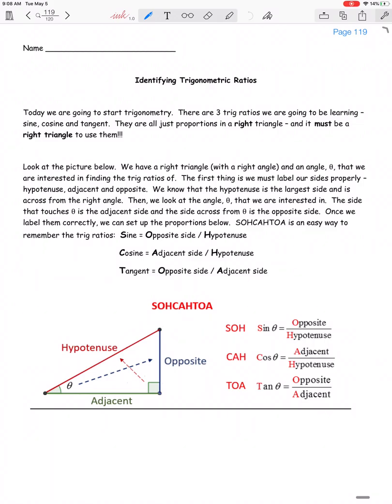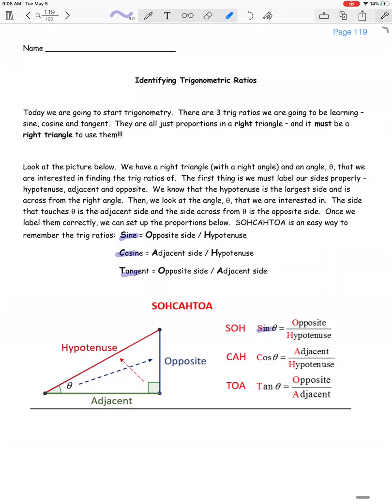Today we'll be starting trigonometry. So when we have trigonometry, we are going to be working with right triangles. There's 3 different trig ratios that we're going to be learning. And if you see here, those are sine, cosine, and tangent.